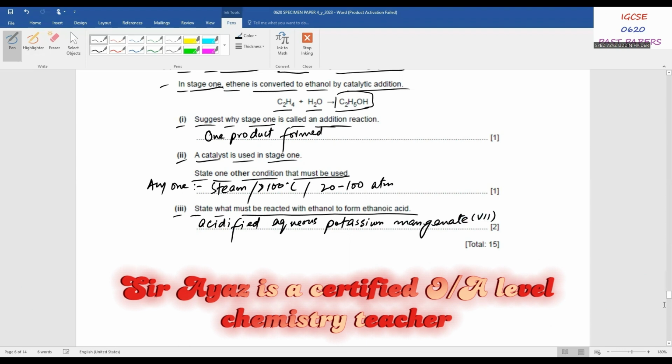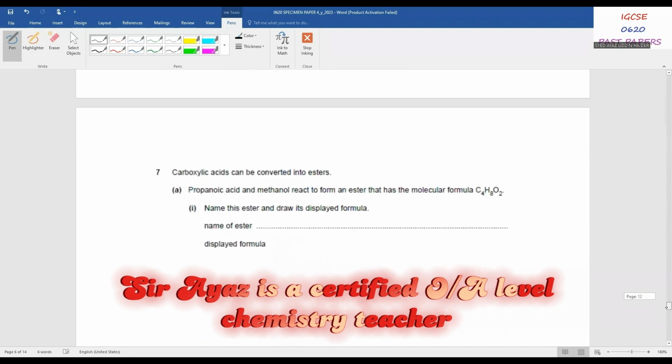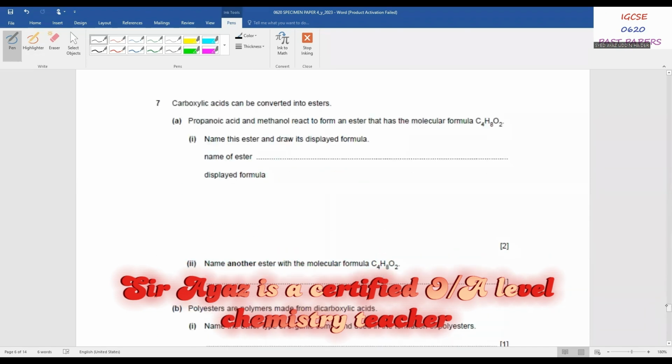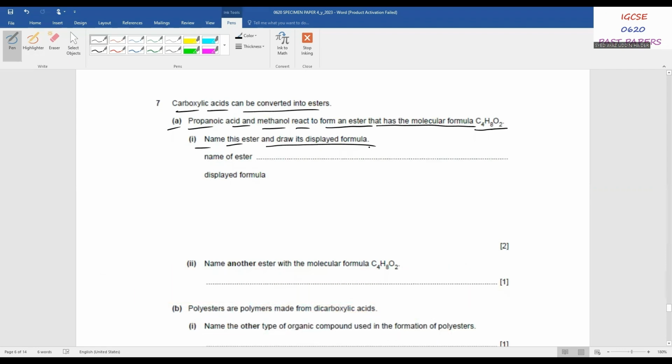Seven. This is the last question. Carboxylic acids can be converted into esters. A, propanoic acid and methanol react to form an ester that has the molecular formula C4H8O2. Name this ester and draw the displayed formula. Name of the ester, displayed formula.